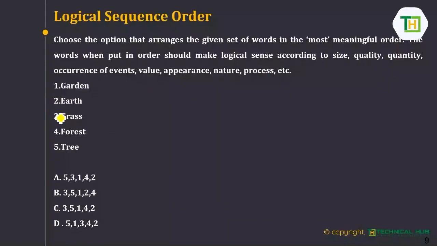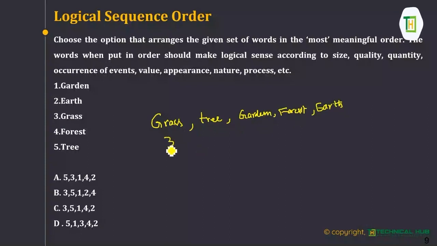After forest. Finally, earth. So based on size, among the 5, the smallest one is grass. Next one is tree. After that garden, and after that forest. Finally, earth. So grass means the number is 3.